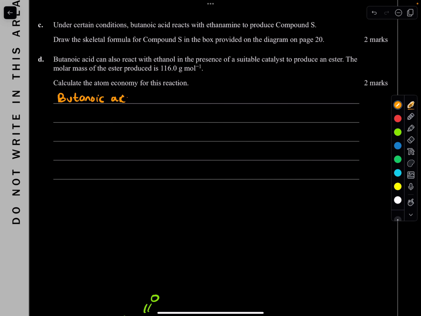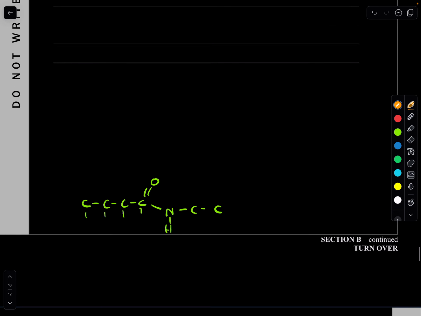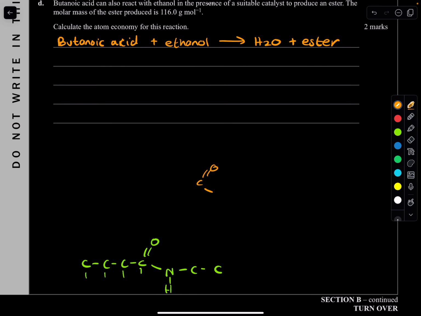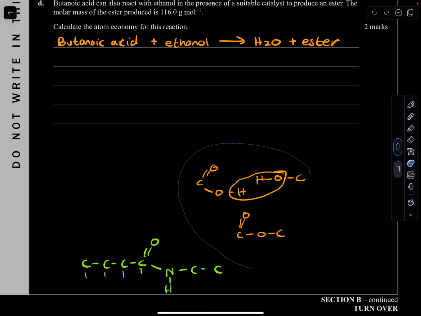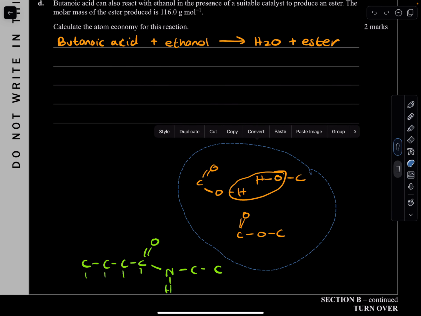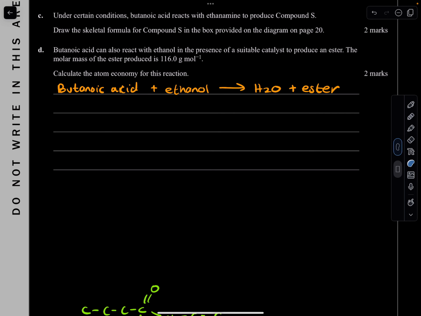When we have an acid and an alcohol, in this case plus ethanol, they're going to react and form a water molecule and hence produce that ester group. That is the rule. So when you have the acid and the alcohol, these are going to form an ester group. That's what's happening here. So butanoic acid and ethanol make water and an ester.